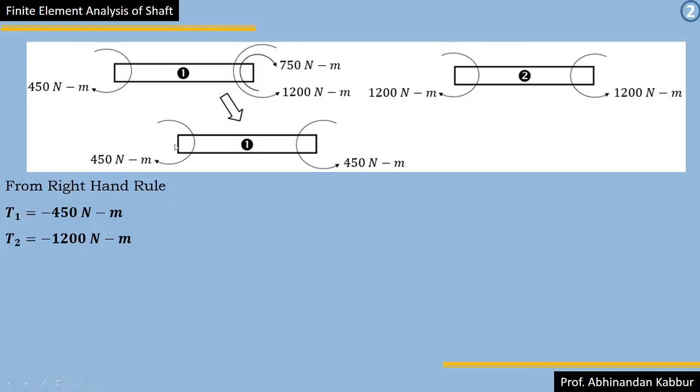If you are using left hand rule, I need to look for the torque which is there on the left side of that portion, so it is 450 Newton meter plus value, and this is 1200 Newton meter plus value.